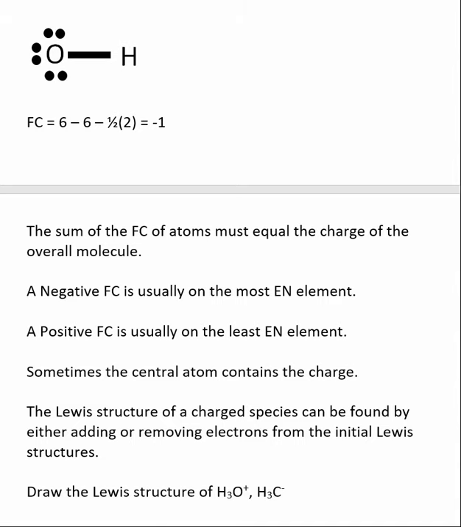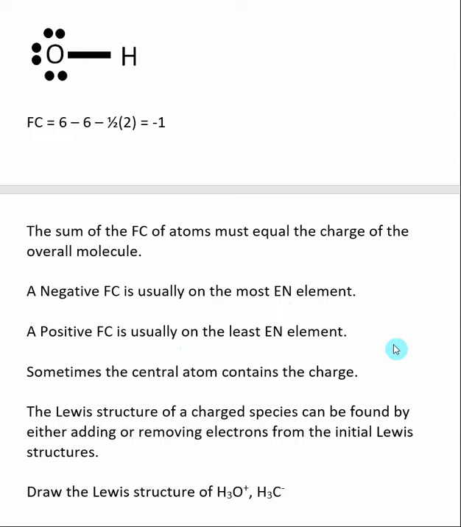When we go into drawing the Lewis structure of charged molecules, it's most convenient to make an assumption that a negative formal charge on a molecule is probably going to be on the most electronegative element. And this makes sense. Electronegativity is a measure of how much an element likes putting electrons on itself. So this is a pretty safe bet that if a molecule has a negative charge, the negative charge is actually going to be on the most electronegative element. And the opposite is true. A positive charge is usually on the least electronegative element. This is not always true, but it's a good way to start.